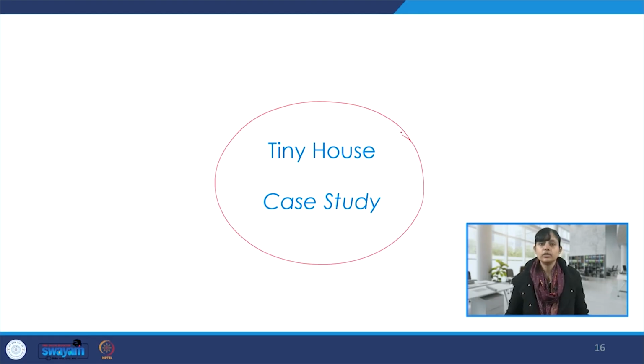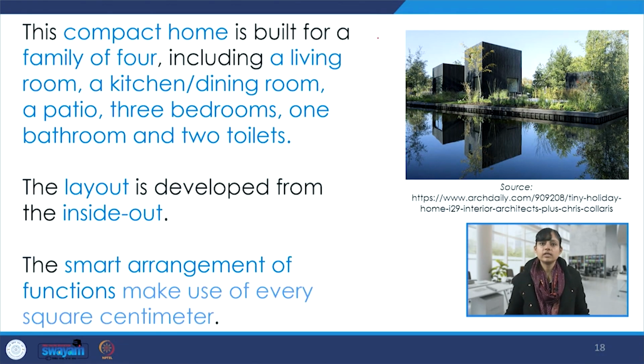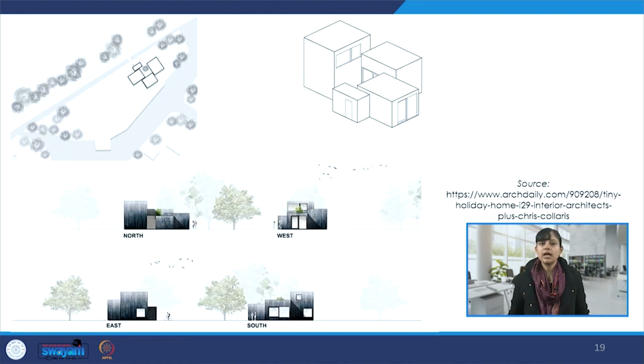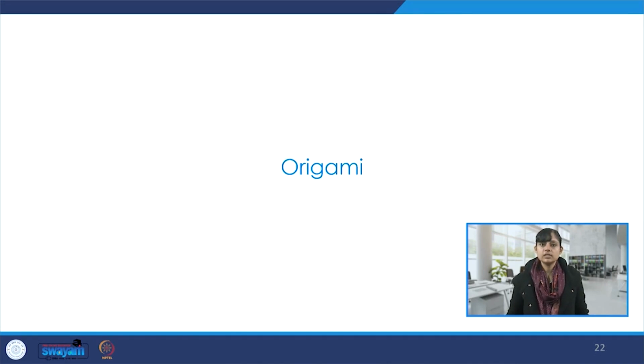I have just put one over here because I found that very interesting. It was the tiny holiday home situated in the Netherlands, designed by Chris Collaris, i29 Interior Architects, with a mere footprint of 75 square meters. And what an interesting setting it has, and what context it has, and how the compactness is achieved in this home through design. And careful orientation, blocking, massing, creating nice spaces while sitting in such an interesting context which is quite nature friendly. So we saw this case study in detail.